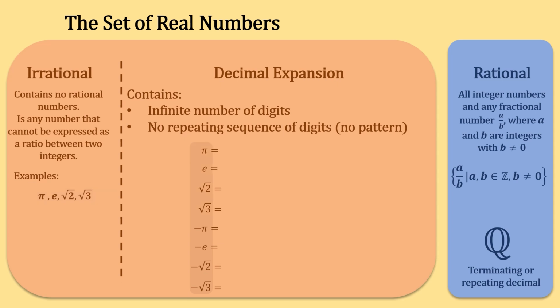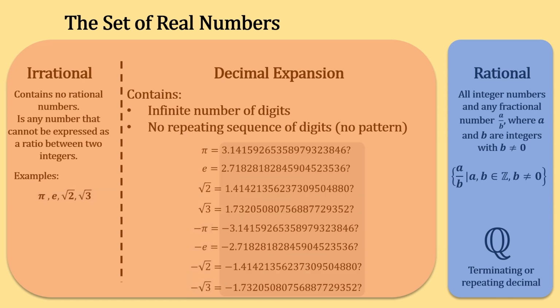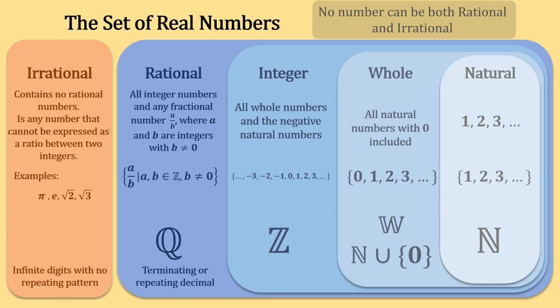All of these numbers are characterized by decimal representations where there are an infinite number of digits with no repeating patterns. It is important to note that the set of rational numbers and irrational numbers are disjoint. They have no elements in common.